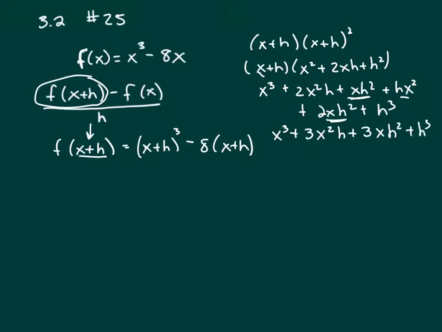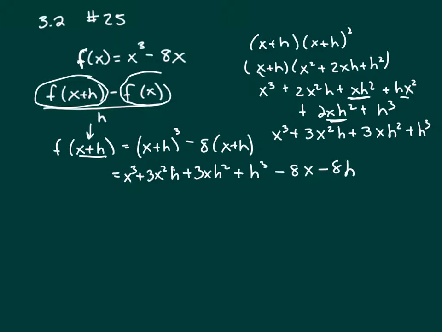All right, so x plus h cubed is x cubed plus 3x squared h plus 3xh squared plus h cubed minus 8x minus 8h. Okay, so that's f of x plus h. And do we know what f of x is? Sure. F of x is x cubed minus 8x. So let's put all this together.